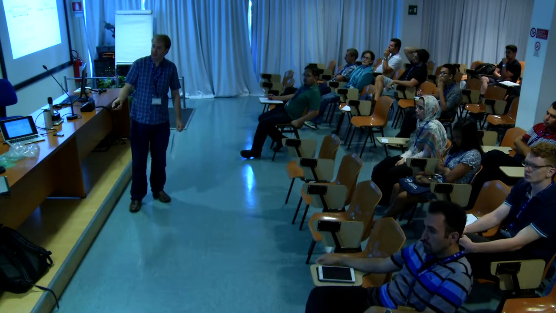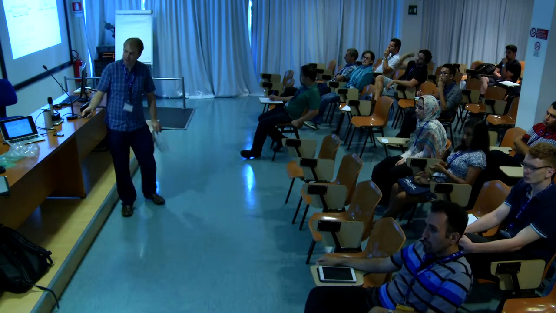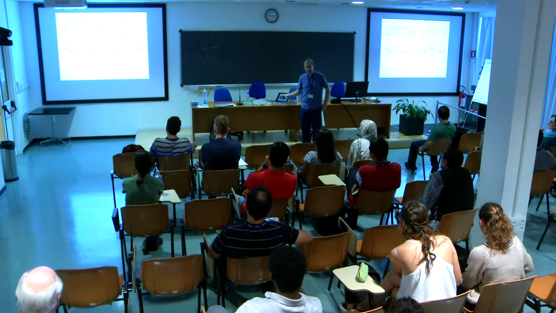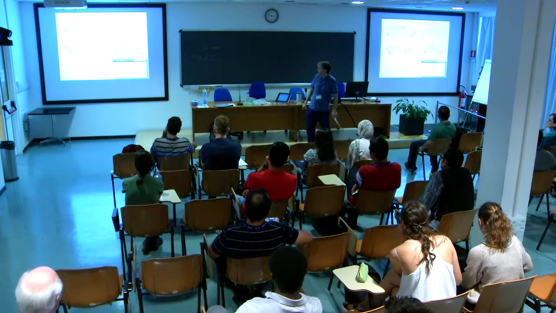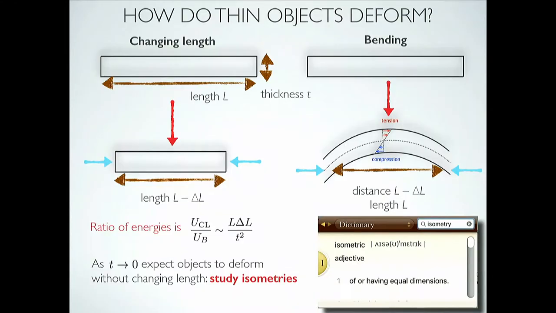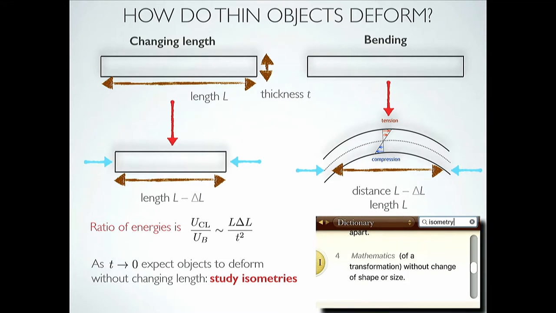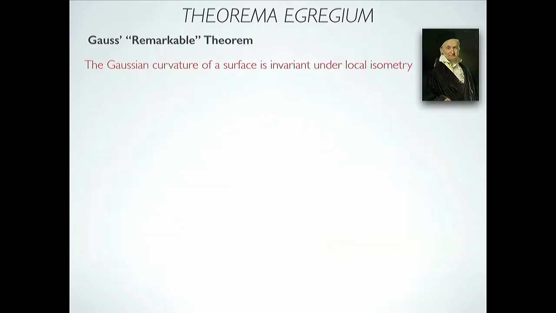So as the thickness goes to zero, you expect objects to deform without changing their length. That's a class of deformations that are called isometries. Okay, so if you look in the dictionary, an isometry means of or having equal dimensions, but in mathematics it means a transformation without changing the size or the shape. So when I bend this piece of paper, the length of the piece of paper does not change appreciably. Okay, so why is this really useful?